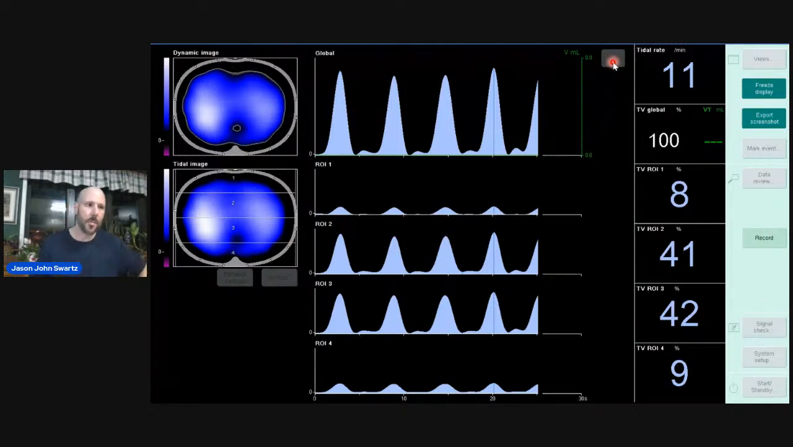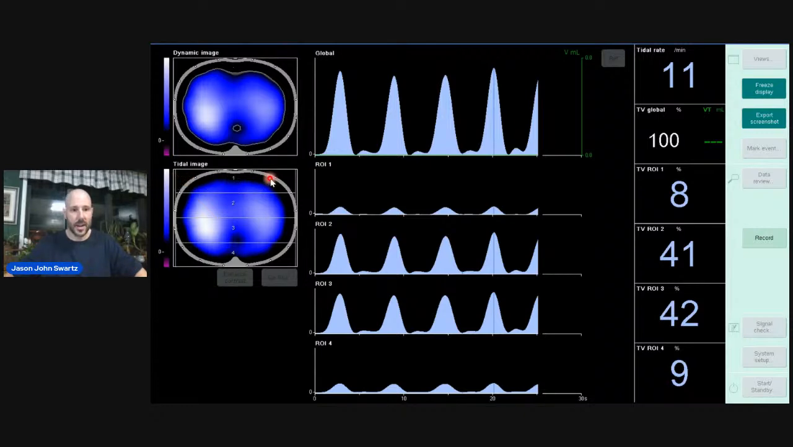So you just have to remember and make sure to mark your events. Again, these are the impedance values: inspiration, expiration, inspiration, expiration. These will match very closely to the curves on your volume. This is the global volume, and here we have regions of interest.